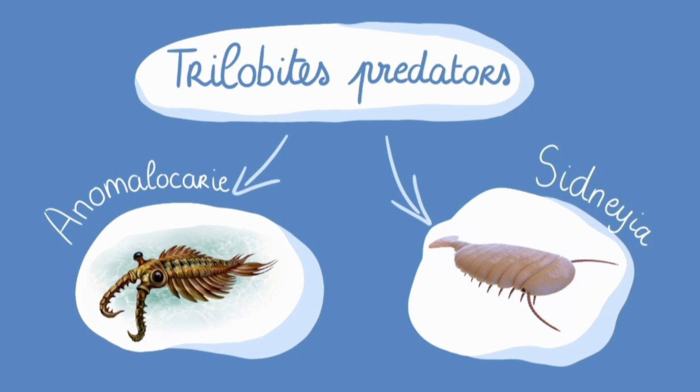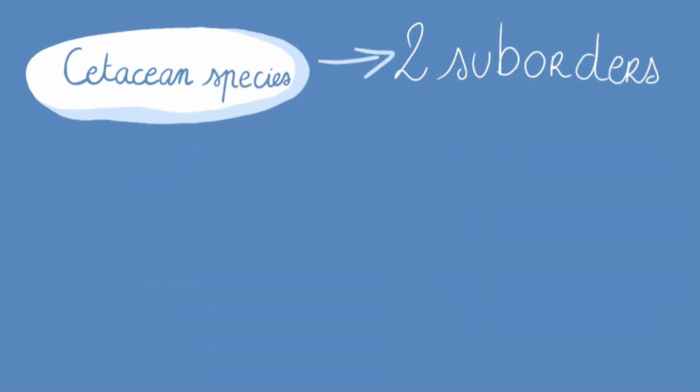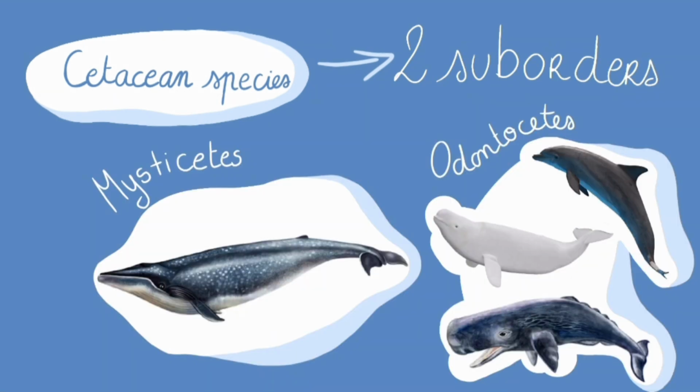It was not until much later that the first marine dinosaurs appeared in the oceans around 237 million years ago in the Triassic period, and consisted mainly of long-necked plesiosaurs and ichthyosaurs, also known as fish lizards. Over time, marine species continued to diversify, eventually giving rise to more complex life forms such as marine mammals, which in turn emerged to become today's cetaceans, consisting of two suborders, Mysticetes and Odontocetes.